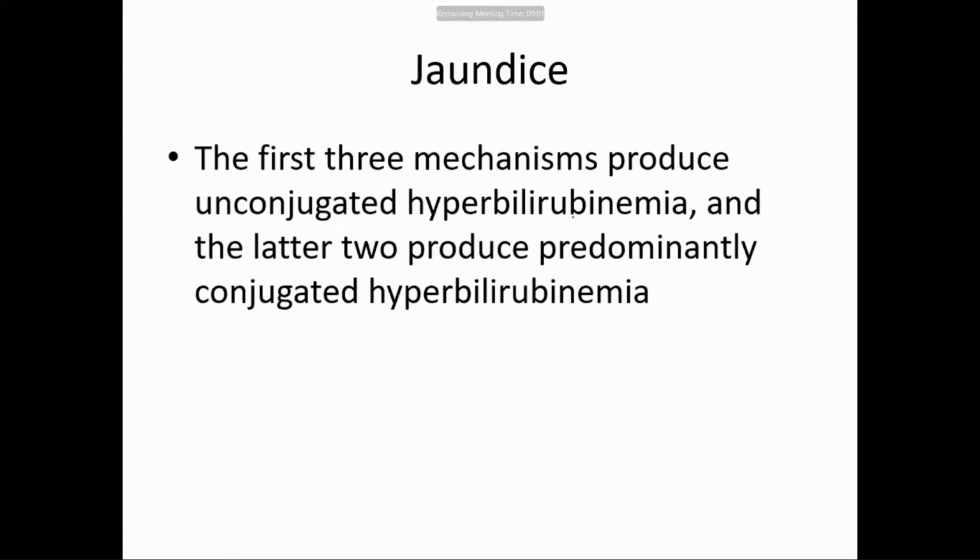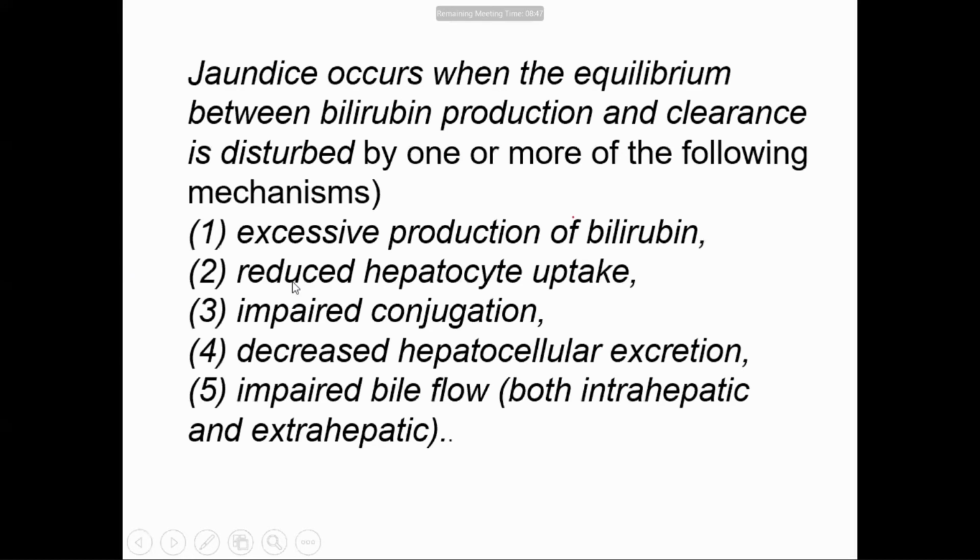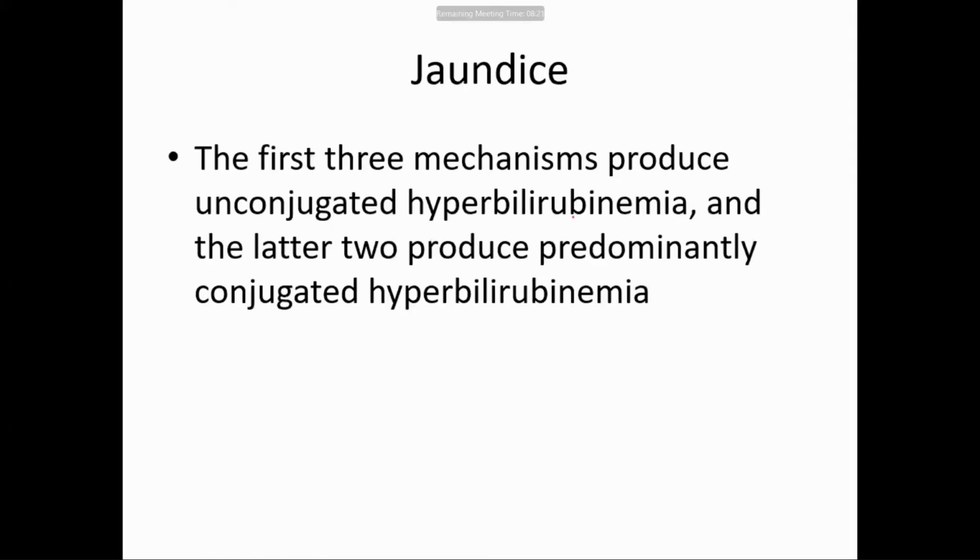Now we come to the types of jaundice. So the first 3 mechanisms produce unconjugated hyperbilirubinemia and the later 2 produce predominantly conjugated hyperbilirubinemia. So these first 3, that is excessive production of bilirubin, reduced hepatocyte uptake, impaired conjugation, will lead to unconjugated jaundice. Hyperbilirubinemia means jaundice. And these last 2, that is decreased hepatocellular excretion and impaired bile flow, will lead to conjugated. This you should know. So the first 3 mechanisms produce unconjugated and the last 2 produce conjugated hyperbilirubinemia.